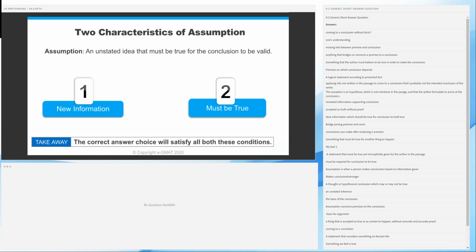The second thing is it satisfies one special condition called must be true, and we're going to understand what this must be true is. Now, 99% of the questions evaluate your ability to understand this must be true. About 1%, very few questions, evaluate your ability to understand whether an answer choice provides new information or not. The harder ones essentially are over here.